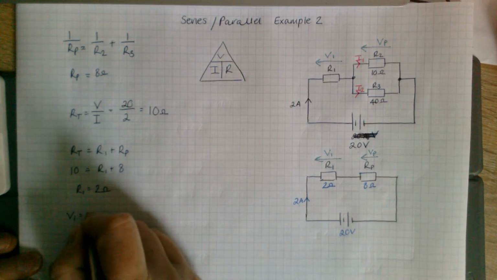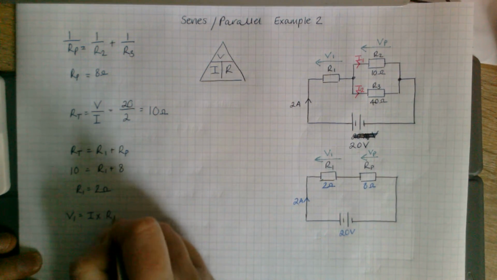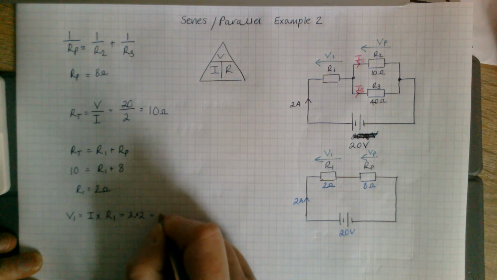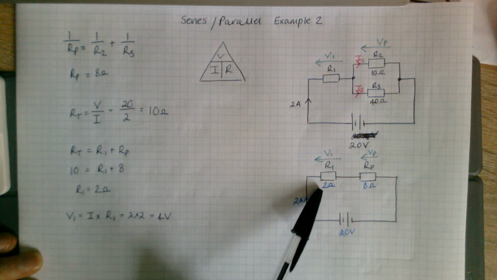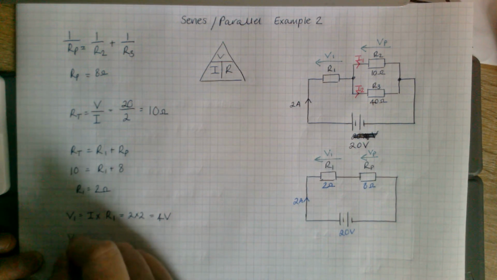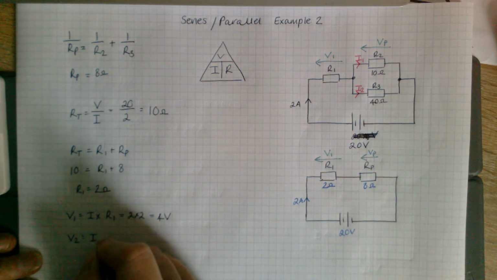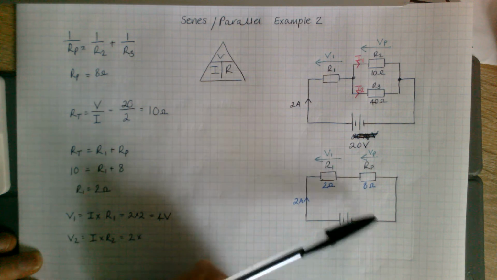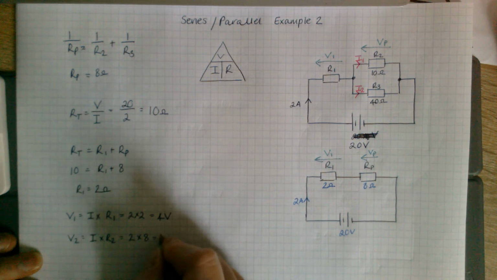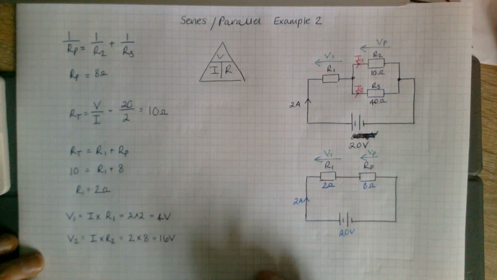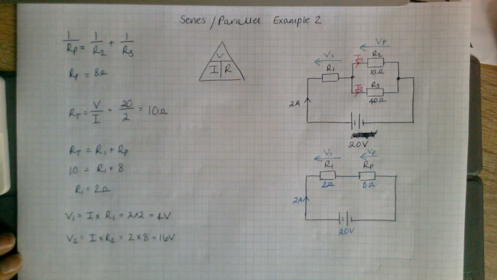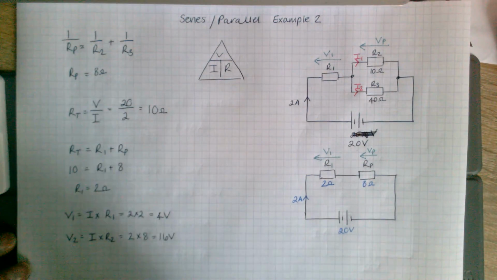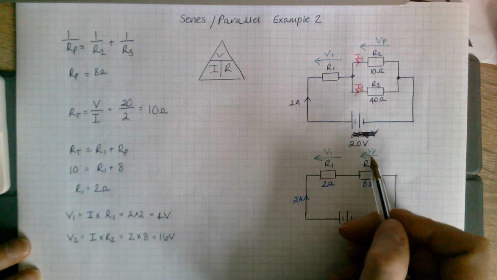So V1, I times R1, just the same way as we did before. So 2 times 2 gets you 4 volts. 4 volts here, so you'd expect this to be 16 to make up the 20. V2, I times R2. 2 times 8 gets you 16 volts. These would be our voltages V1 and V2.